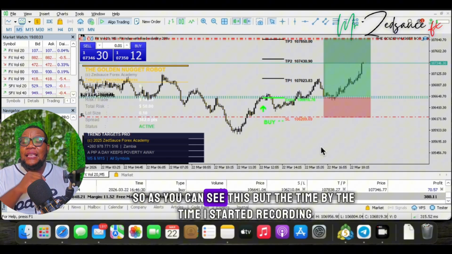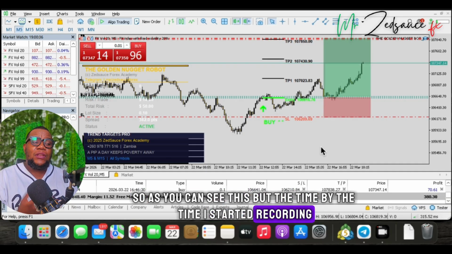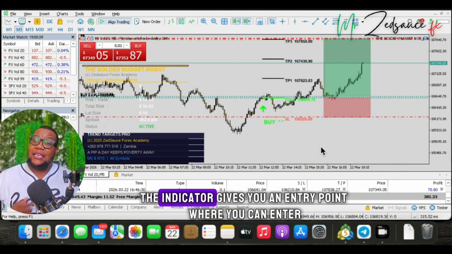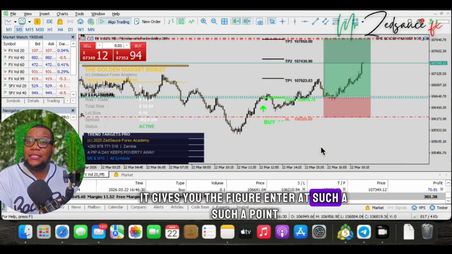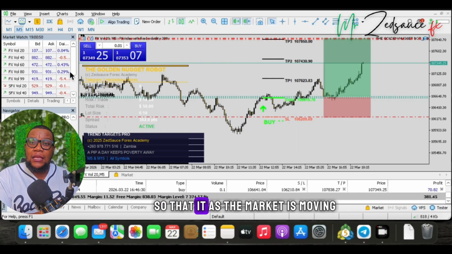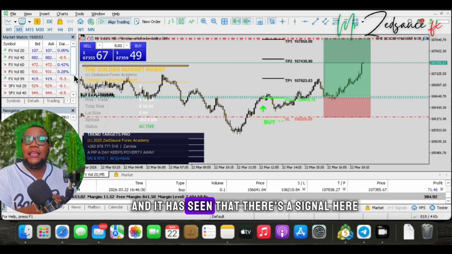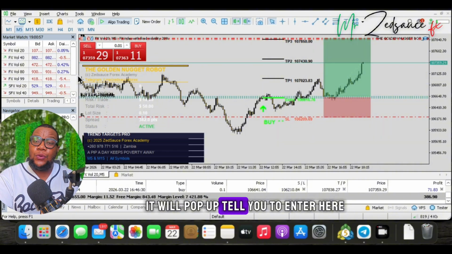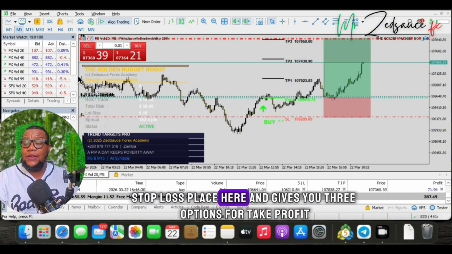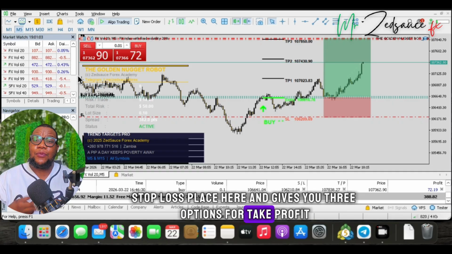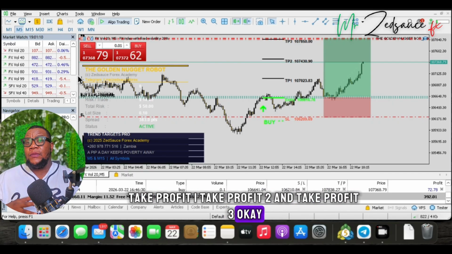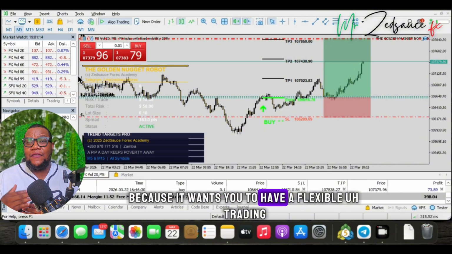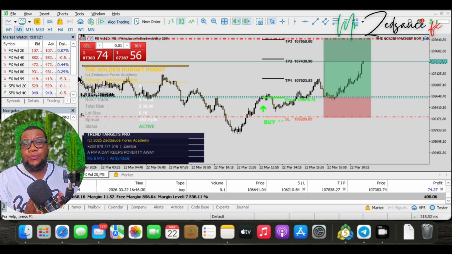So as you can see, by the time I started recording, the market had already moved. The indicator gives you an entry point where you can enter. As the market is moving and it has seen that there's a signal here, it will pop up, tell you to enter here, stop loss placed here, and gives you 3 options for take profit. Take profit 1, take profit 2, and take profit 3. Okay, because it wants you to have a flexible trading plan, so to say.